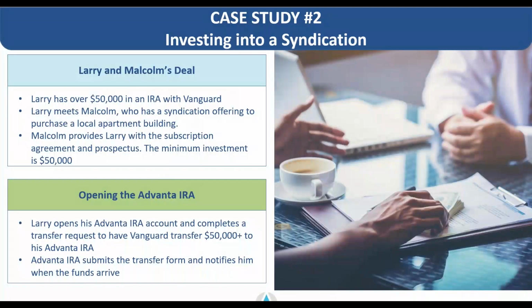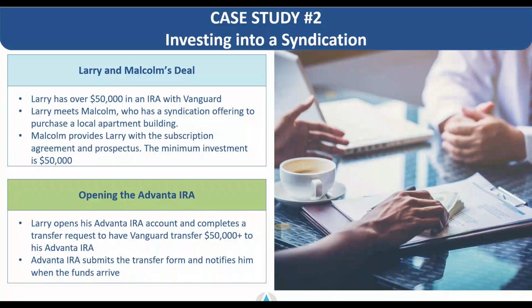So investing into a syndication basically works where we've got Larry, who is a retirement account holder, and he meets Malcolm, who is a syndicator, or a general partner is another term commonly referred to in that world. And Malcolm has a deal. Larry and Malcolm meet, they talk over the deal, and Malcolm provides Larry all of the investment paperwork. He reviews it, does his due diligence, decides he wants to make an investment. So he goes ahead and sets up a self-direct account, does a custodian to custodian transfer request, as I mentioned earlier, to move the money needed for this deal into the self-direct account.